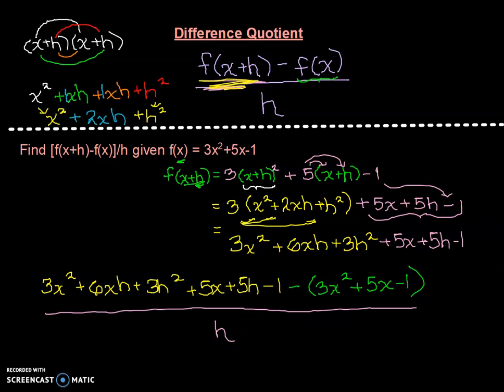Now, in this case, I am going to be a little lazy and just distribute this negative sign and write what happens right above it. So this would give me negative 3x squared minus 5x minus 1. And I'm going to go looking to combine like terms. So I have 3x squared, negative 3x squared. That's gone.